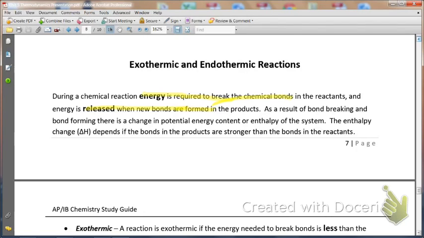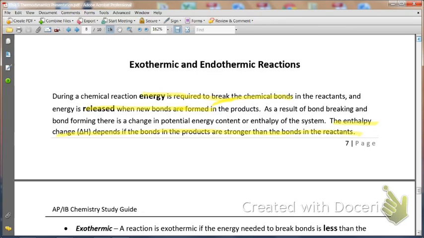As a result of bond breaking and bond forming, there's going to be a change in potential energy content or the enthalpy of the system, right? So no matter what, during the course of a chemical reaction, when we break and we make new bonds, it's going to result in a change in the overall potential energy or the enthalpy of the system if it's under constant pressure. Now, the enthalpy change, which is delta H, depends if the bonds in the products are stronger than the bonds in the reactants. And so this is pretty important, this last one. The enthalpy change depends if the bonds in the products are stronger than the bonds in the reactants.